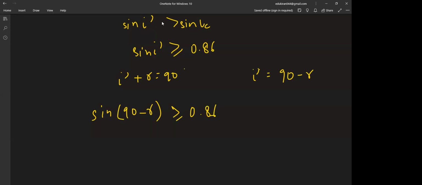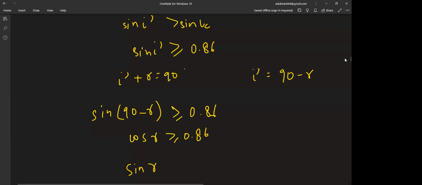What is sin 90 minus theta? How can I modify this? Sin 90 minus R. Ma'am, cos theta. Cos theta. Perfect, Fadil. So theta here is R. I can write this as cos R greater than or equal to 0.86. Correct. Now see, cos R is this. What is the value of sin R? Because ultimately I require sin R. That's why I can find out the value of I.